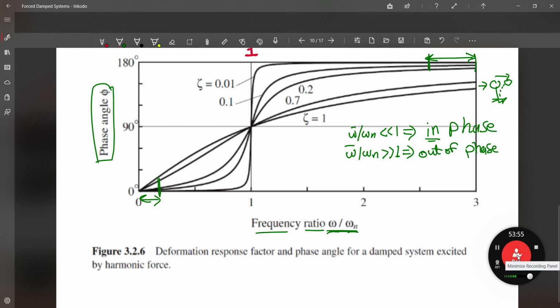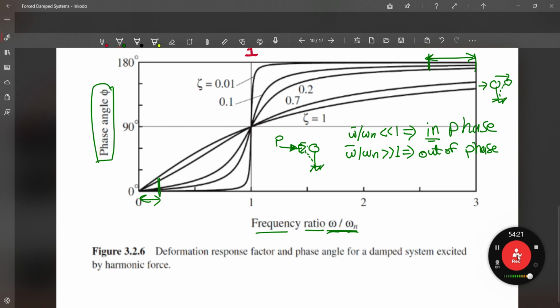What is the meaning of this? It means that when the force acts to the right, the system would be displaced to the left. That's the meaning of out of phase, where this is our system. The force is applied in this direction. You're going to find that the system is displaced in this direction, opposite to the direction of the force applied. This is P, and this is the system.